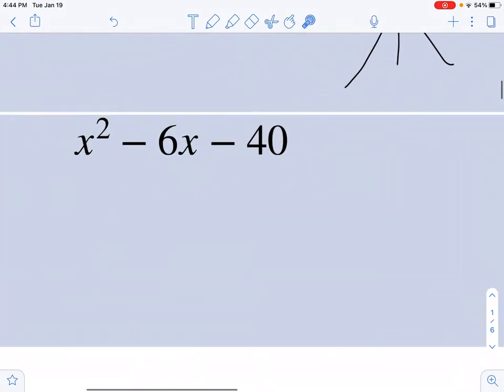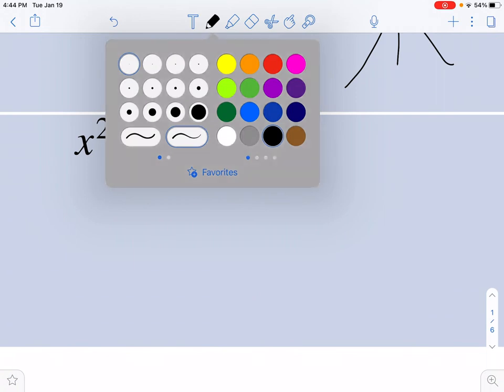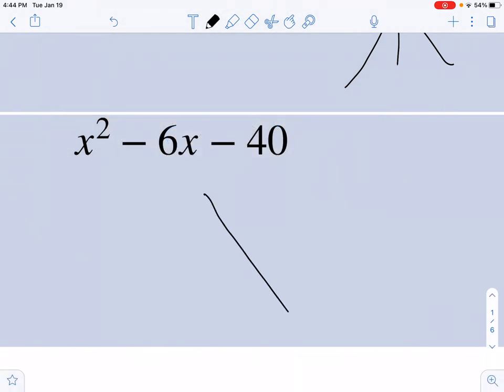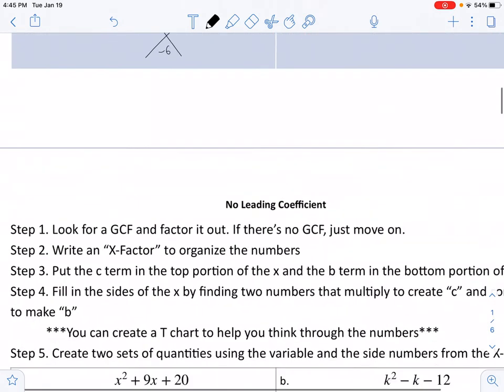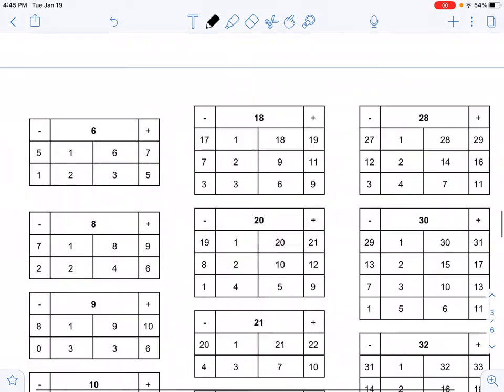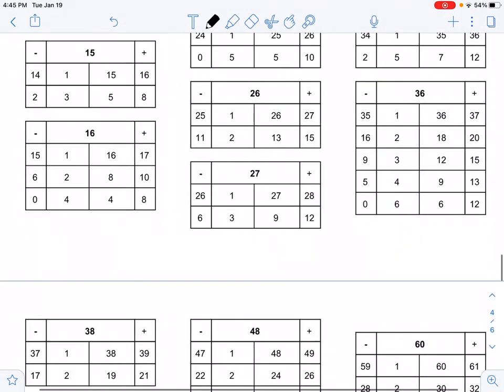All right, last couple examples on just filling out the X factor. But I promise with no leading coefficient, this is the most work. This is the hardest part of no leading coefficient. Once we get our two numbers, we are cruising. So negative 40 goes on top, negative 6 on the bottom. I'm looking for what would multiply to make negative 40 and combine to make negative 6.